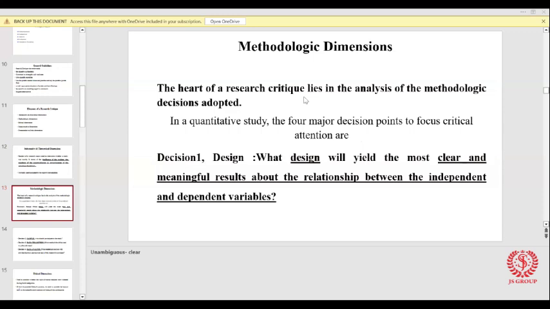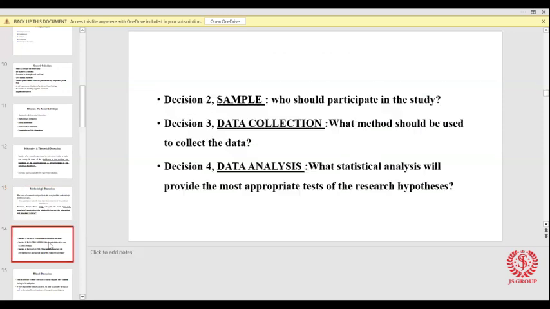What research design will yield the most clear and meaningful result about the relationship between the independent and dependent variables? So what research design can be followed? We have to check whether the research design is appropriate for the research problem or not. The second decision is sample. Who should participate in the study as a sample? The third decision is data collection.